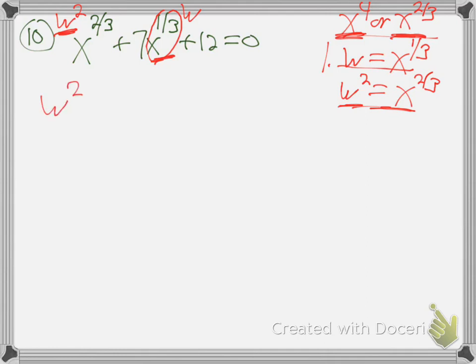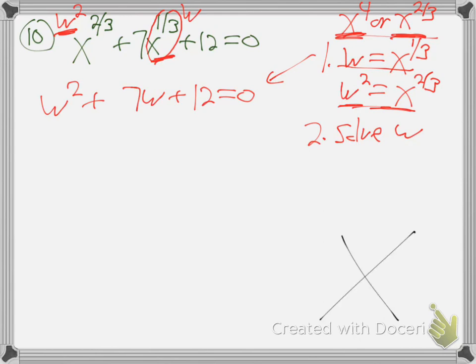So then we get w squared plus 7w plus 12 equals 0. So we change to w, solve for w, and then we'll go back to the original x. How do you solve that right there? That's factoring, isn't it? You can do a little diamond. What multiplies to be 12 and adds to be 7? What times what is 12?